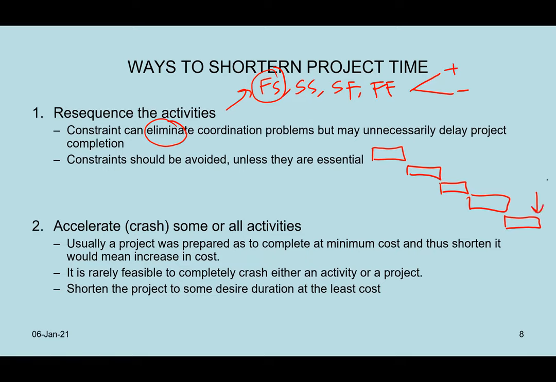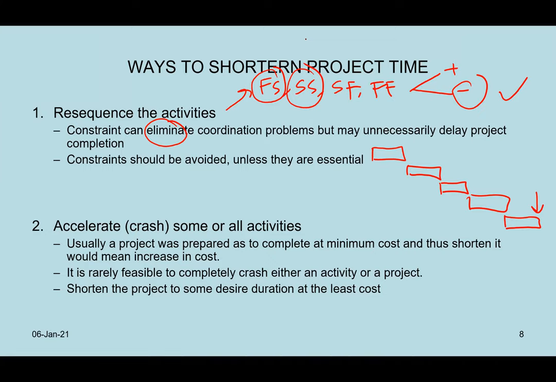Now you can reschedule or even use a different kind of relationship. You can use finish to start with a lead. When you use lead, or negative lag, then basically you can reduce the project duration because there is some overlapping activity. When you use start to start, much better. For sure, you can reduce the activity duration because you start two activities at the same time.